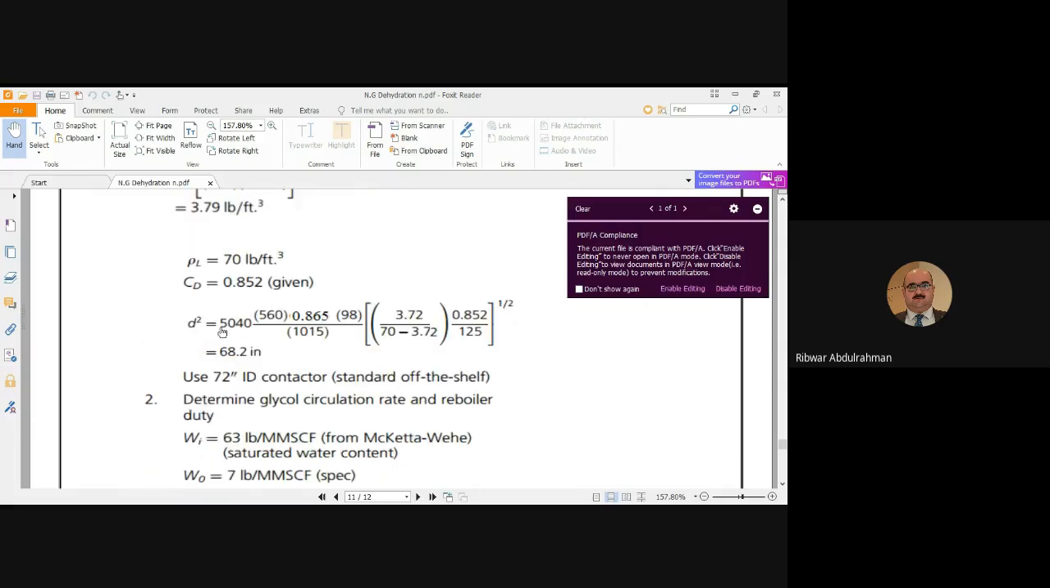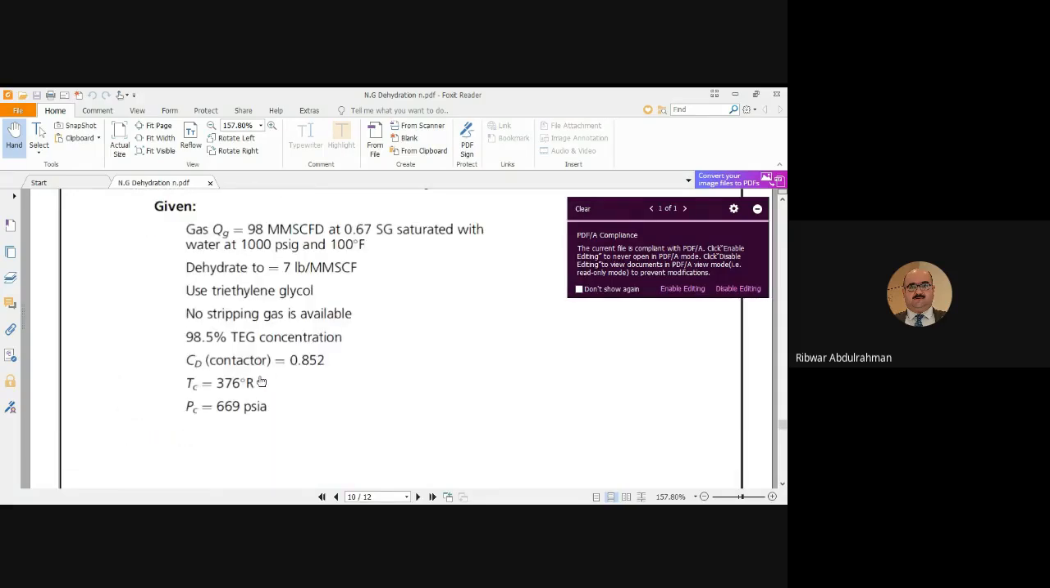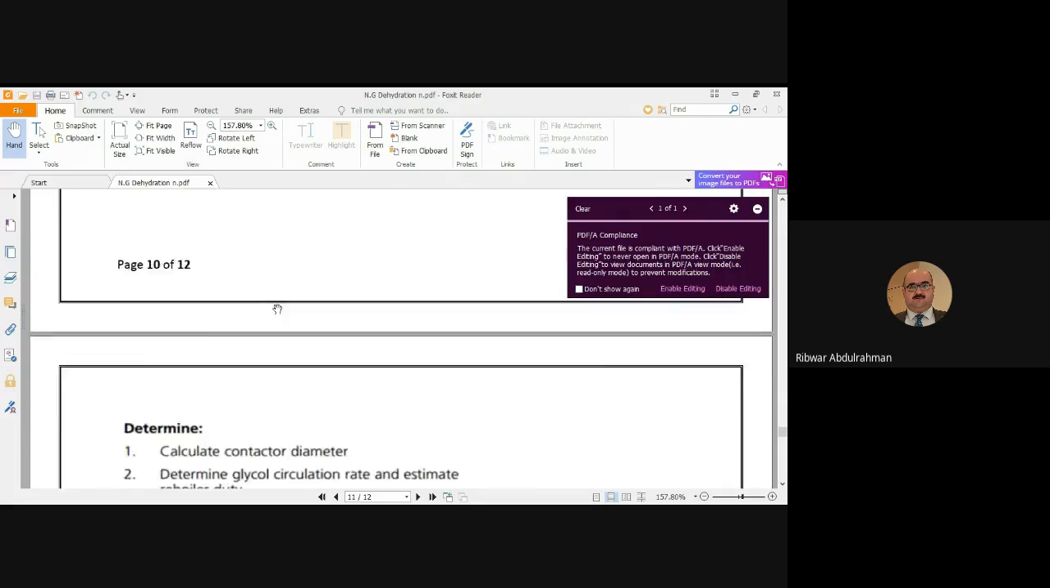So now we can apply this equation to find out the diameter of the column, the inside diameter. So d squared equals 5040, which is a constant, multiplied by 560, which is the temperature in Rankine, multiplied by 0.865, which is the compressibility factor, which is given, multiplied by 98, which is the flow rate of the natural gas, given here as 98 million standard cubic feet a day.